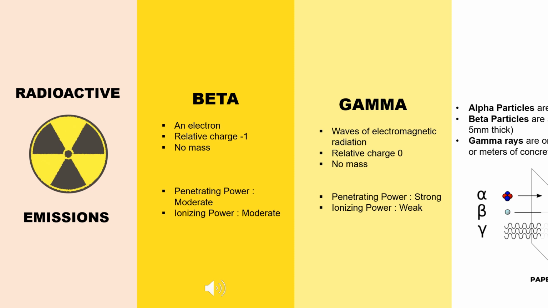Moving on to beta particles. A beta particle is a fast moving electron. It has relative charge of -1 and it does not have any mass. Beta particles have moderate penetrating power and moderate ionizing power as well.